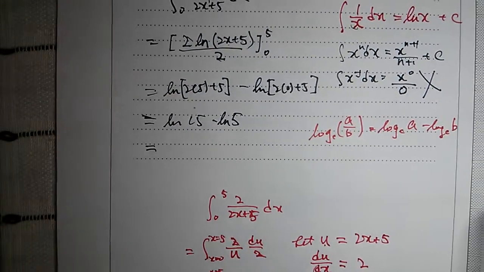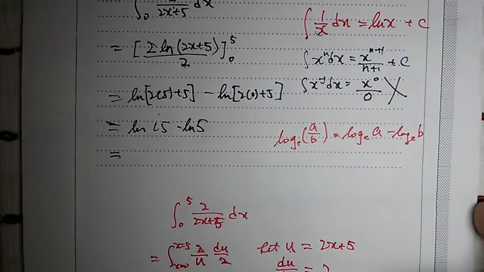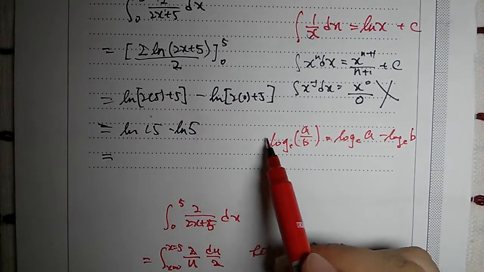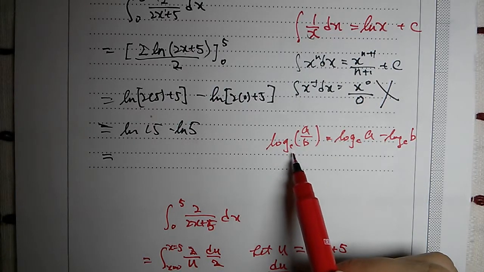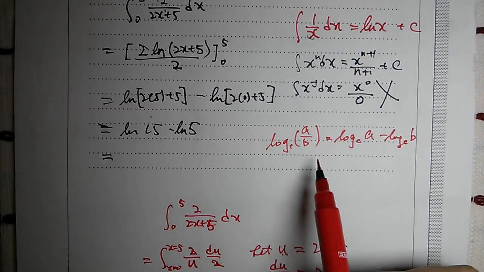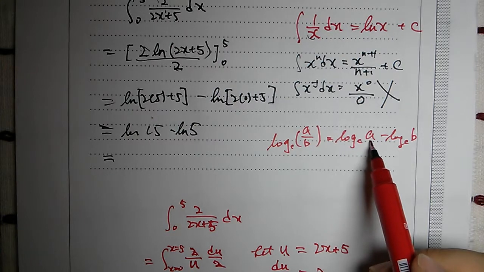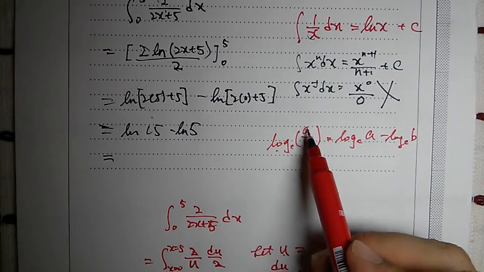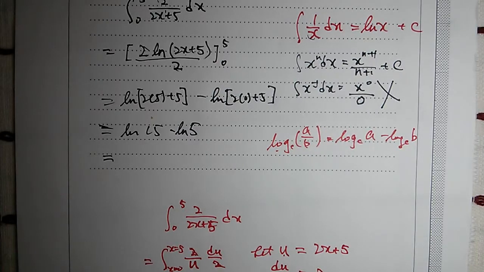Bear in mind that the ln, can you see the formula? Yeah. ln, natural log, is just a log. It's just an ordinary log with base e. So it doesn't matter, it would fit this rule anyhow. So you have log 15 minus log 5. What does that equal to? Equal to log 15 over 5. So this is the way we use the formula.